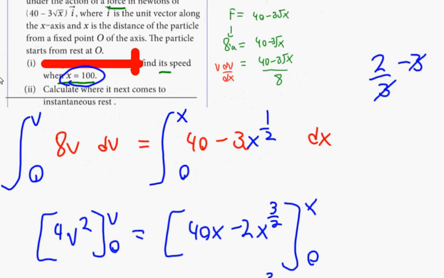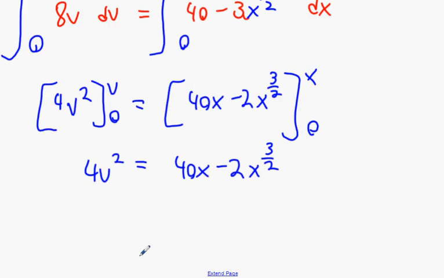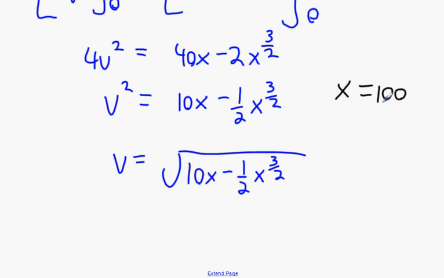Reread the question. Find the value of v when x equals 100. Divide by 4: v squared equals 10x minus a half x to 3 over 2. Square root it. That's it on its own, if we're answering the question formally like that. Now you can also just substitute in x equals 100 up here.